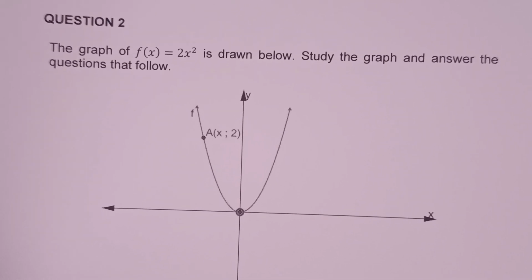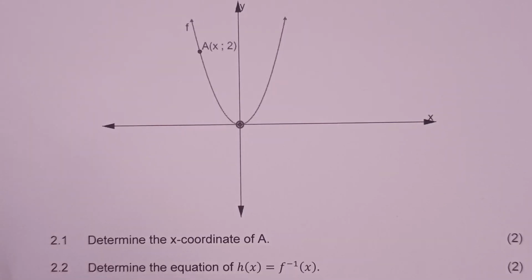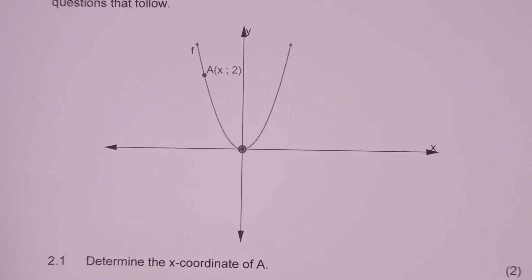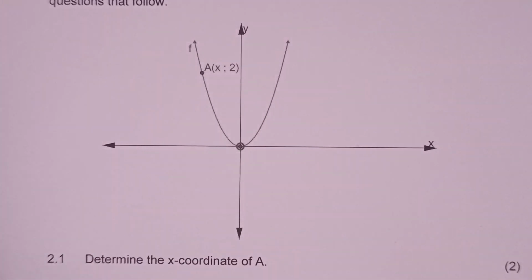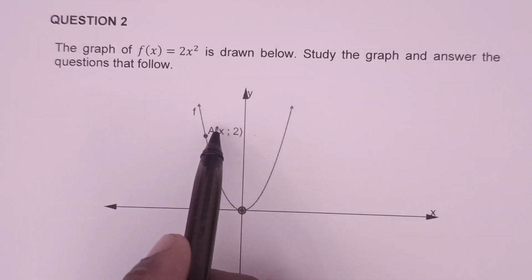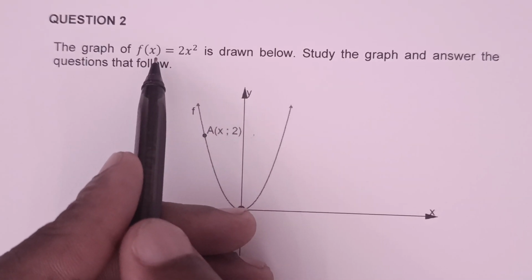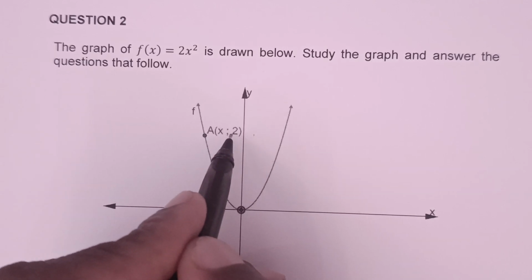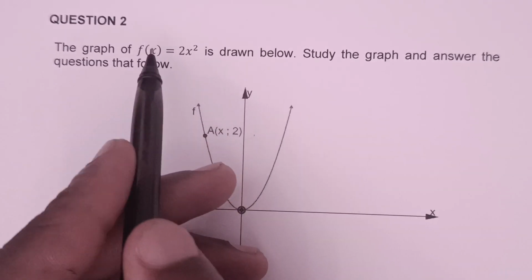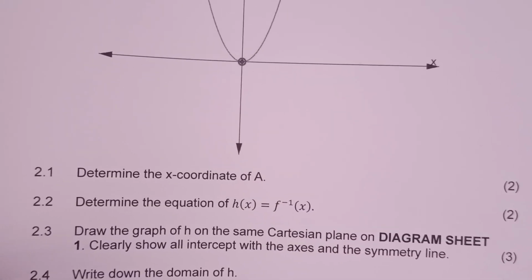Let us now go to the questions. The question says, determine the x coordinate of A. That's the first question. Already we have the y coordinate. So we need to understand that this point exists on this particular function. So whenever we have the y value, we can get the x value from this function, or whenever we have the x value, we can get the y value.